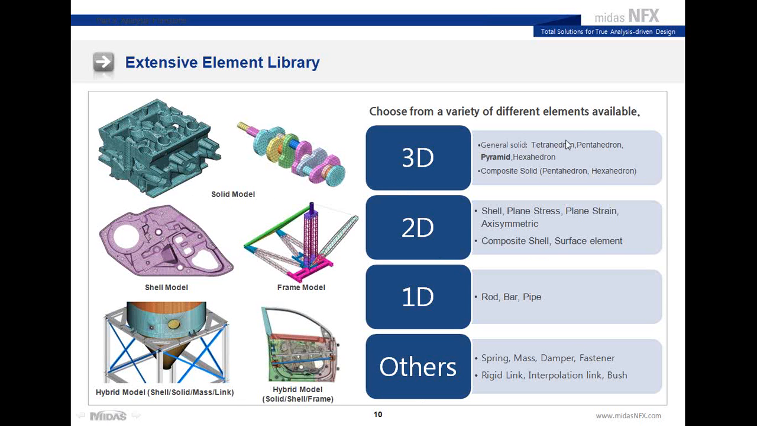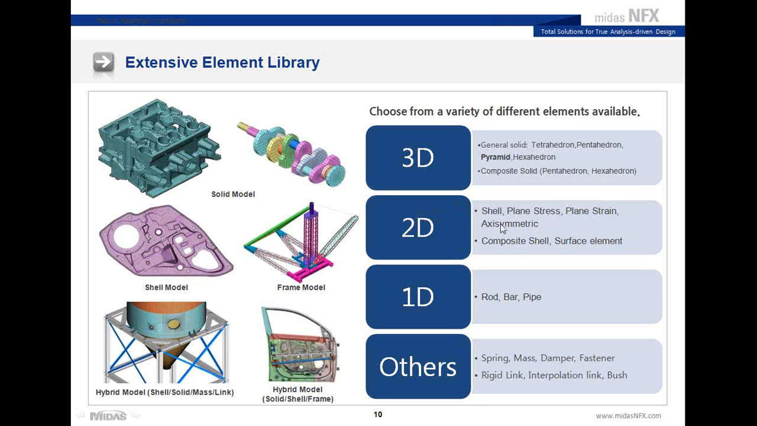So this is the list of elements that are available to you in Midas NFX. The general solid elements, the tetra, penta, and the hexa elements. We also have the pyramid elements in Midas NFX. Pyramid element helps you to generate a hybrid mesh that is consisting of the hexa and the tetra elements, and it can help you considerably reduce the size of your model and provide you faster analyses.